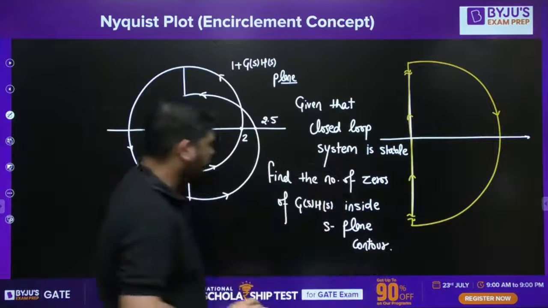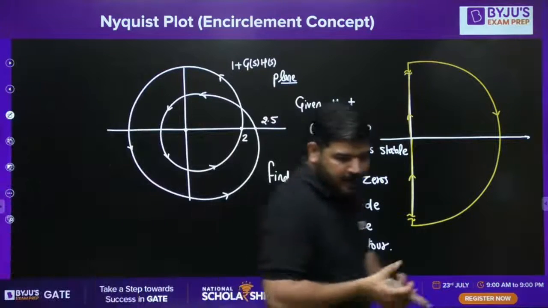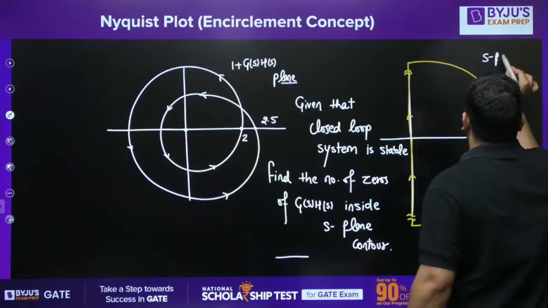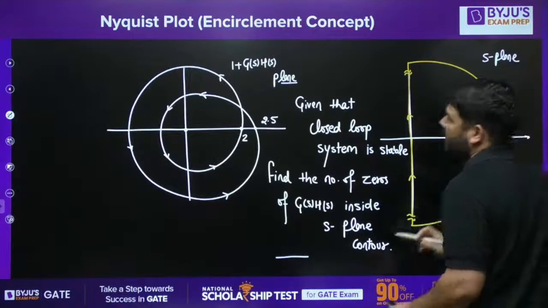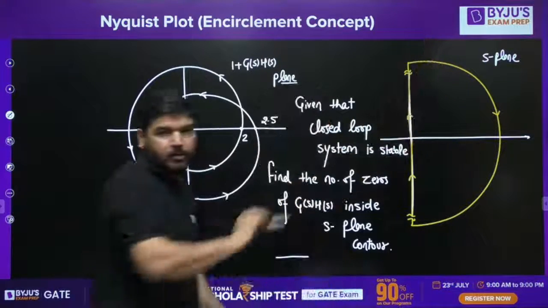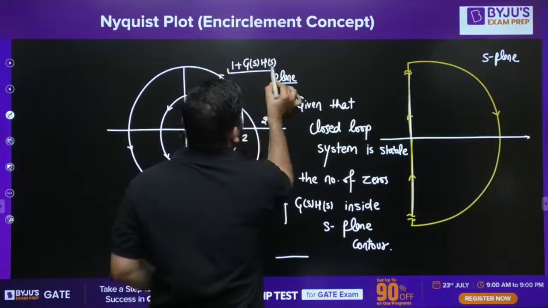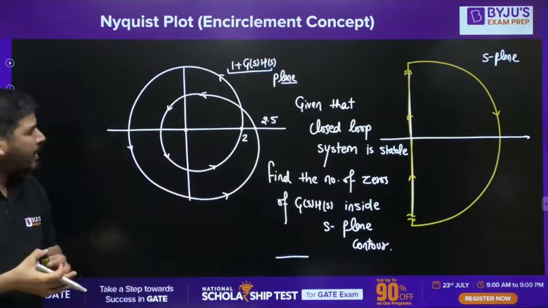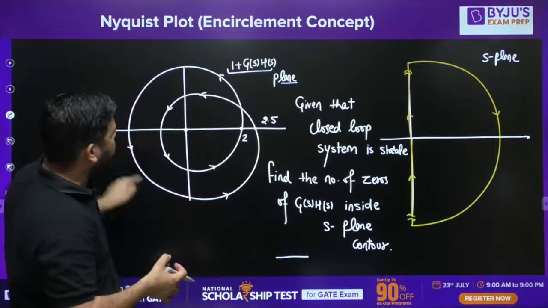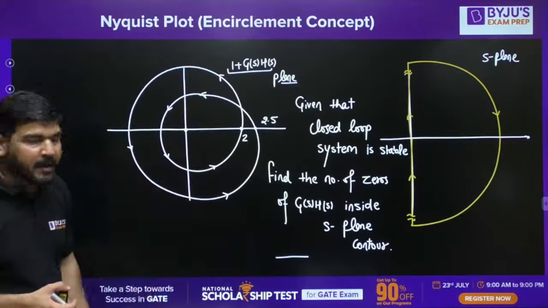Tell me, guys, you have to find it. This is a very classical question. Let me repeat this question. This is the S-plane contour, and it is given clockwise. This S-plane contour is mapped into 1 plus G(s)H(s), and after mapping, this is the final 1 plus G(s)H(s) plane contour.